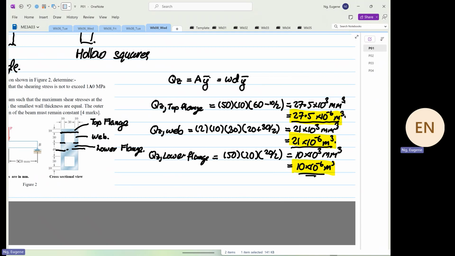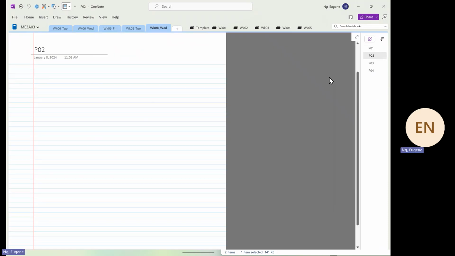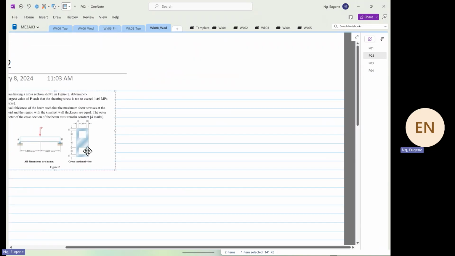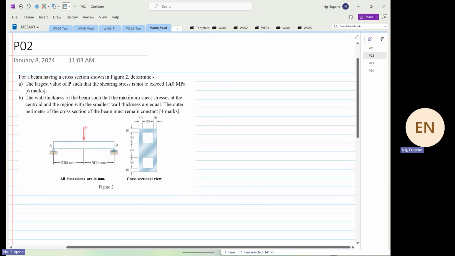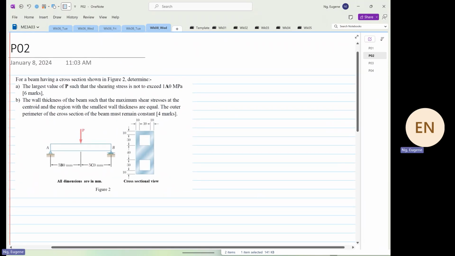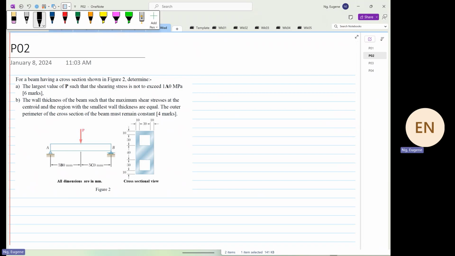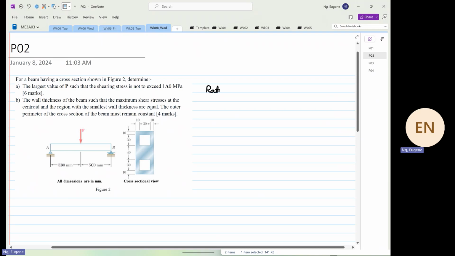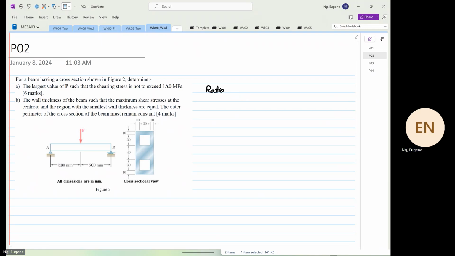Right, so now I know we already know the answer already. I'm going to make the picture bigger. So yesterday we spoke about the ratio of QZ over T, to determine the position of tau max.